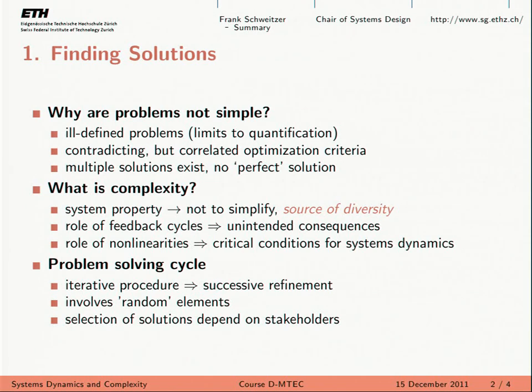Diversity is good because, is it mentioned here? No, it's not mentioned. Well, diversity is a good thing because it allows systems to adapt and to evolve. If you have a system which is static, which doesn't change, if everybody likes the same thing, has the same preferences, that system would be static, it will not change anymore. We won't have any progress. So diversity is good.